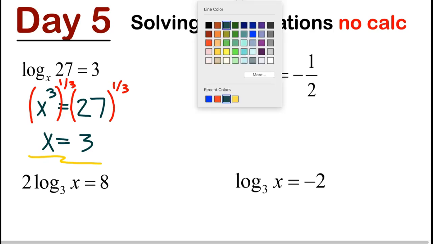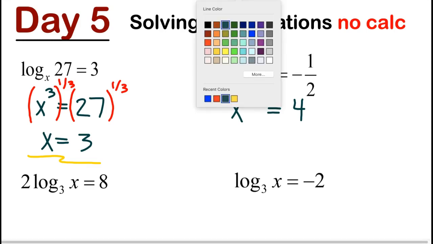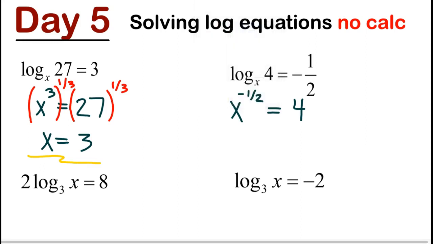What do I do? Rewrite it as an exponent. X to the negative half is equal to 4. So something to the negative half power is 4. Okay, well that one's a little harder to just think about. Let's just do the inverse of to the negative half power. So what would get rid of to the negative half power?